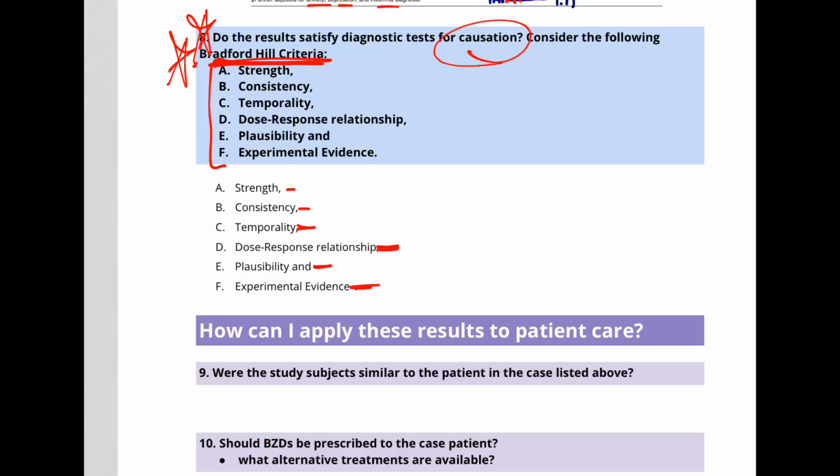Did we get a randomized controlled trial or something like that? And we don't have one. No randomized controlled trial, so we don't have this evidence. But we do have a bunch of other evidence. So maybe we have a stronger argument for causation than we initially thought, right? Because this is a study that can show association, but not causation. But the more of these Bradford-Hill criteria we meet, the stronger an argument we can make that maybe the benzos actually cause Alzheimer's dementia.